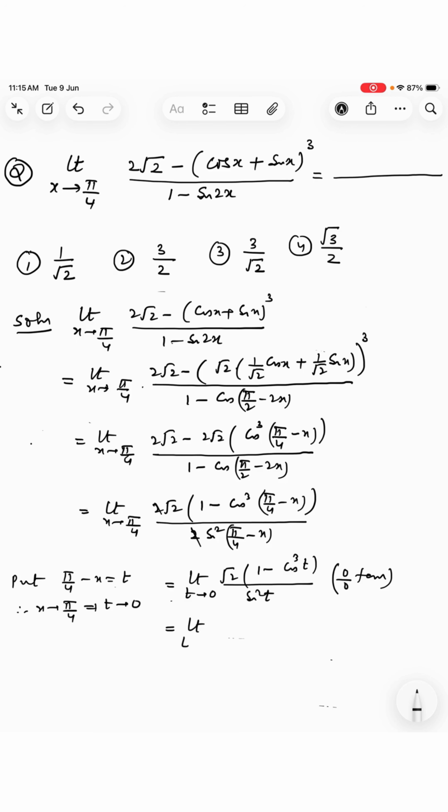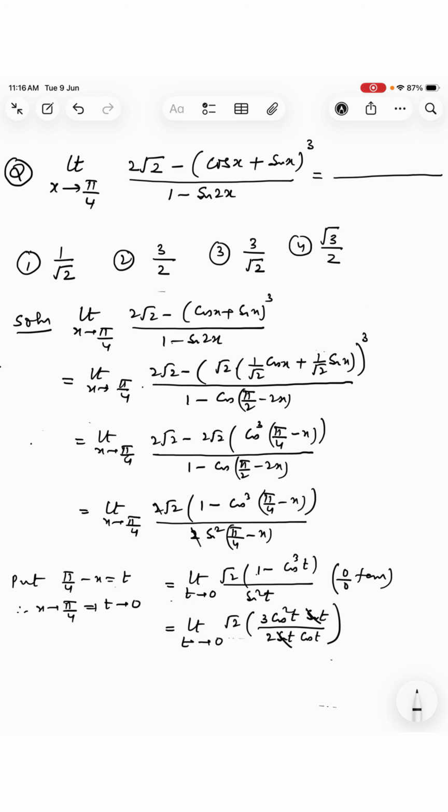So therefore this is limit t tending to 0. We can differentiate 1 minus cos cube t. Derivative of 1 is 0, constant. Derivative of minus cos cube t becomes minus 3 cos square t into minus sin t. So it becomes 3 cos square t into sin t, as minus and minus becomes plus. And derivative of sin square t is 2 sin t cos t. So sin t gets cancelled. So therefore, we have root 2 and this 2.